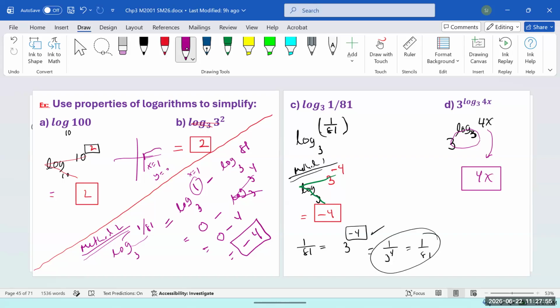Any question? Well, it's at the power in front, right? Why did that work?